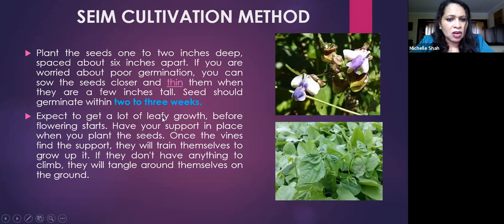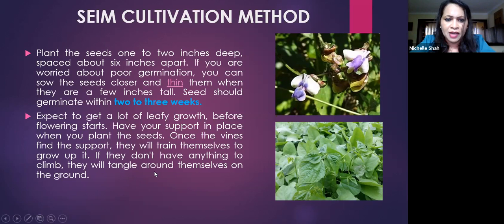Expect a lot of leafy growth before flowering starts, and have supports in place when you plant the seeds. Once the vines find the support, they will train themselves to grow up. If they don't have any trellises on which to climb, they will tangle around themselves on the ground. So this is why it is vital that you have supports for these vines.